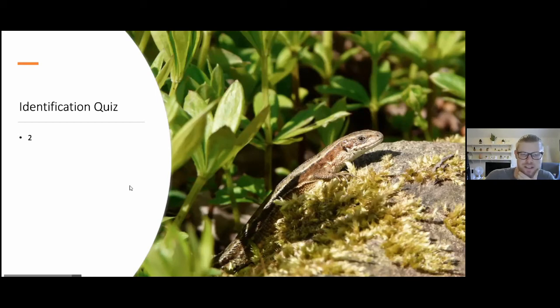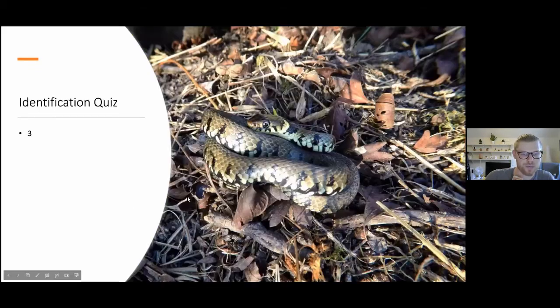So for those of you that said female, I think you're right. I think this is probably a female common lizard based on that darker flank coloration compared to the rest of the body. So well done to everybody that got that. Moving on to number 3.